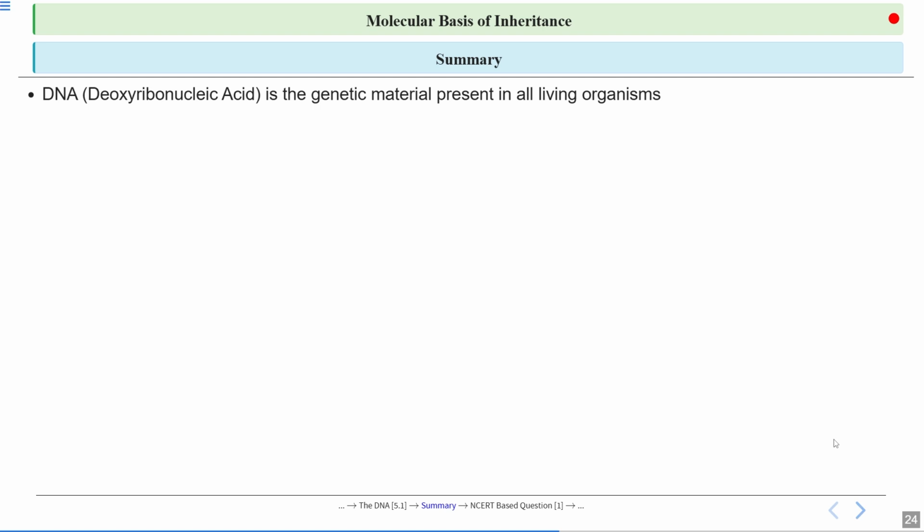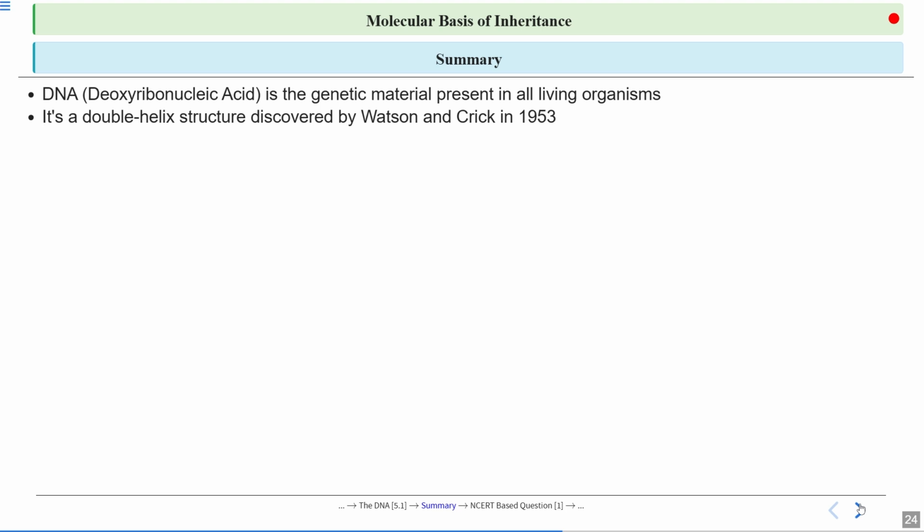So the summary of all we have learned today is that DNA, that is deoxyribonucleic acid, is the genetic material present in all living organisms. It is a double helix structure discovered by Watson and Crick in 1953. We have learned its salient features also: the strands are anti-parallel, one turn is of 3.4 nanometer, and the distance between base pairs is 0.34 nanometer.